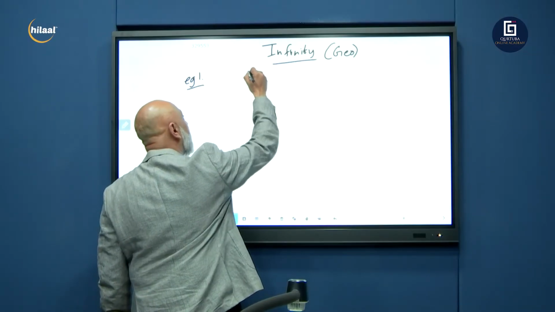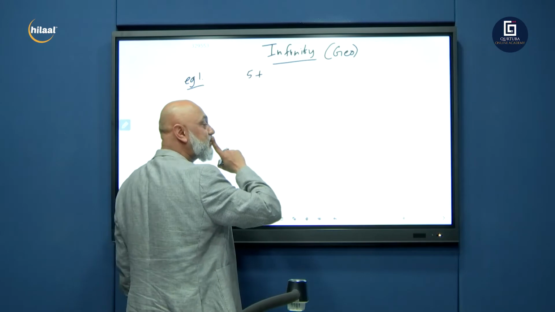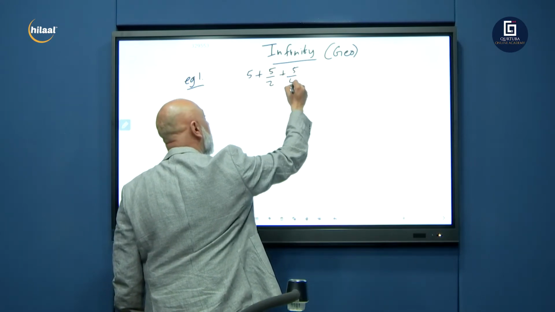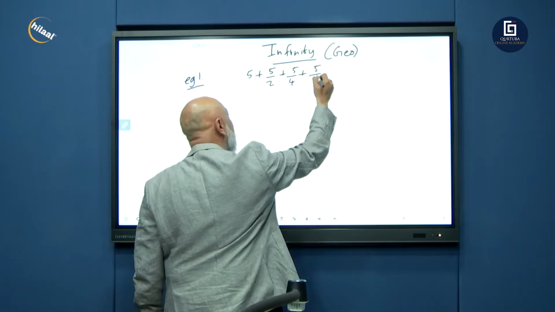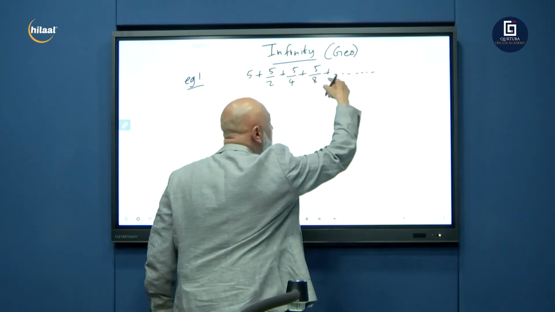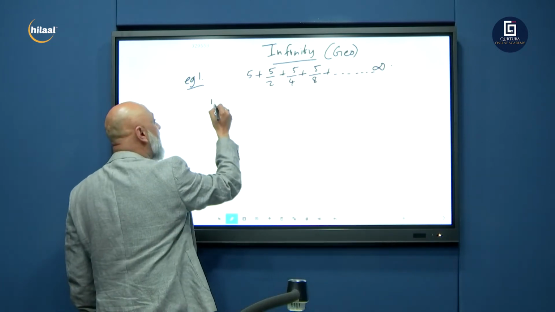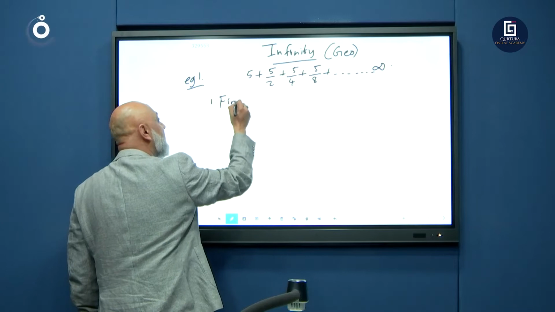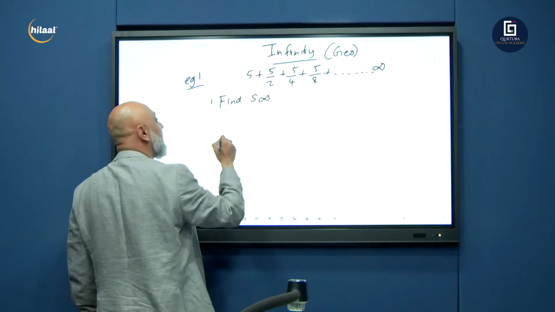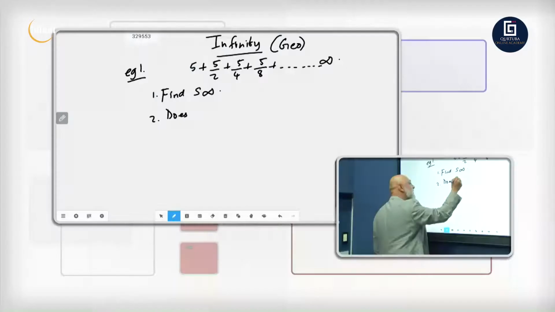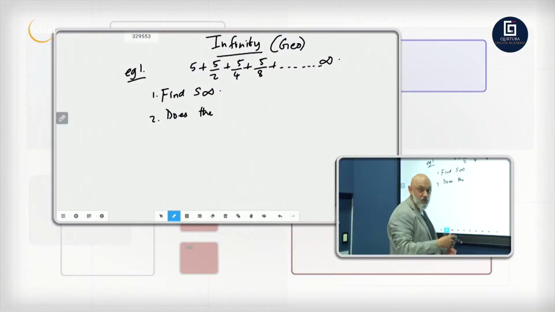Let's take 5 plus 5 over 2 plus 5 over 4 plus 5 over 8 plus ... Now it's going on to infinity. Question number 1: find the sum to infinity. And number 2: this is the most popular question, I know you've come across it. You'll check it through all your past papers.